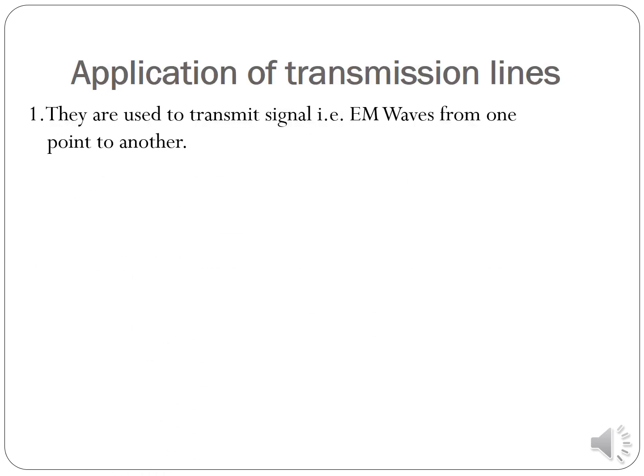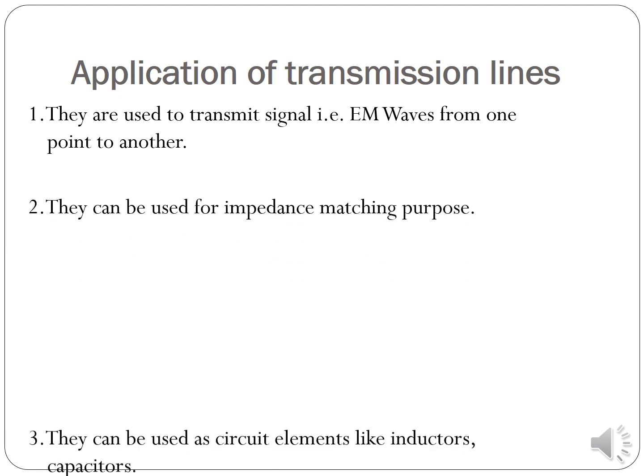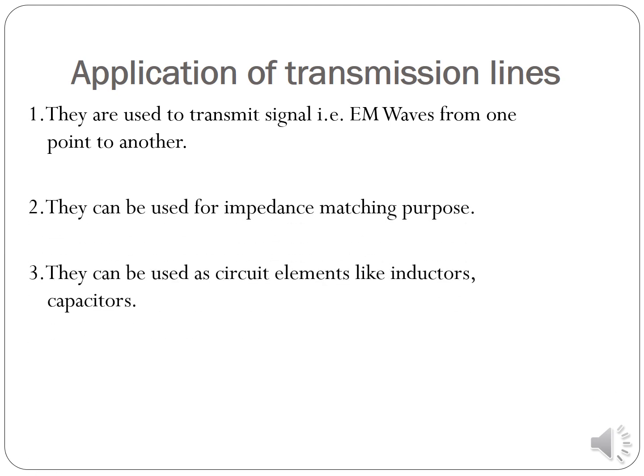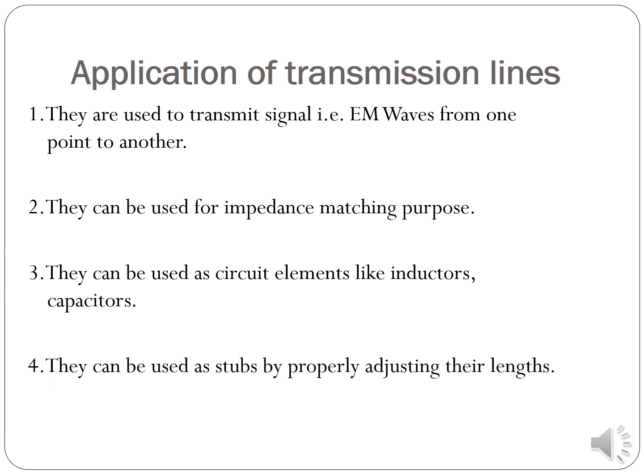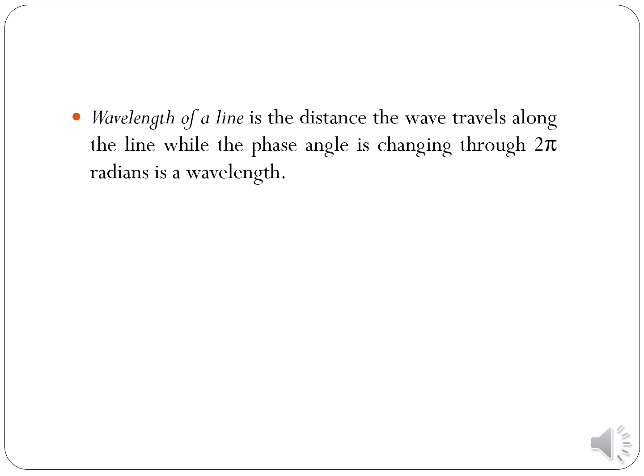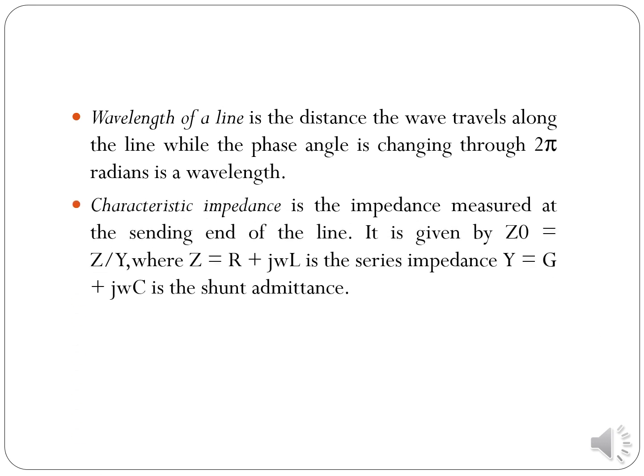Application of transmission line. It is used to transmit signal or EM wave from one point to another. It is used for impedance matching. It is used as circuit elements like inductor and capacitor, and they can be used as stubs by properly adjusting the length. Wavelength of a line is defined as the distance the wave travels along the line while the phase changes by 2 pi radian.